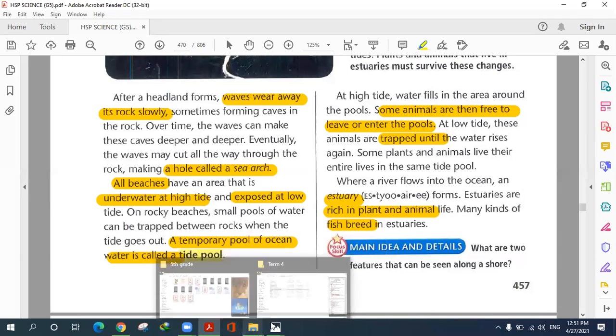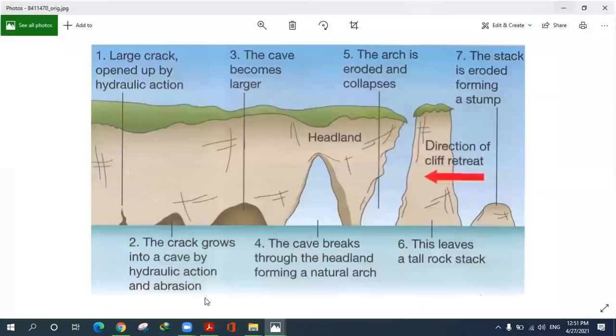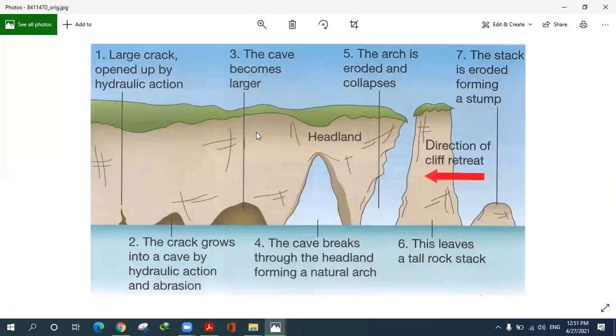Here we have another picture of the arch. Let me show it to you. Here it is. Can you guys see? So all this part was a complete rock, what we call the headland. But can you see the spaces formed between the rocks?